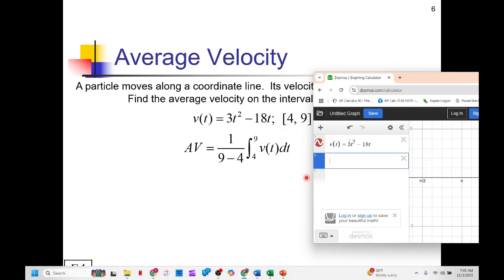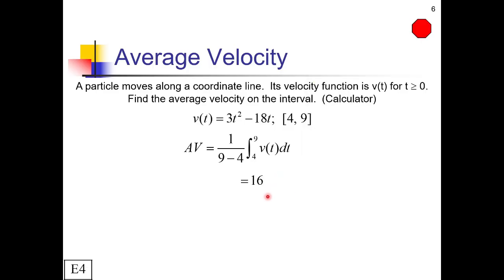And then we'll just do a new entry. We've got 1 over 9 minus 4 times integral from 4 to 9 of v of t dt. And that's coming out to exactly 16. Awesome. So that's it for this one.